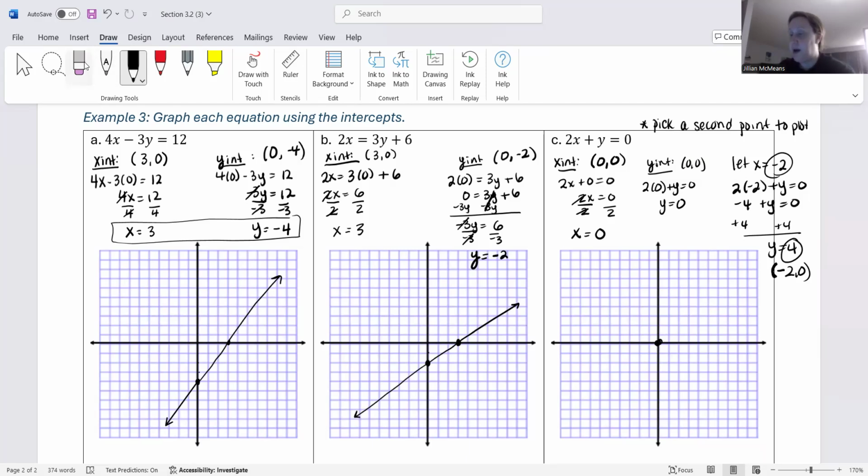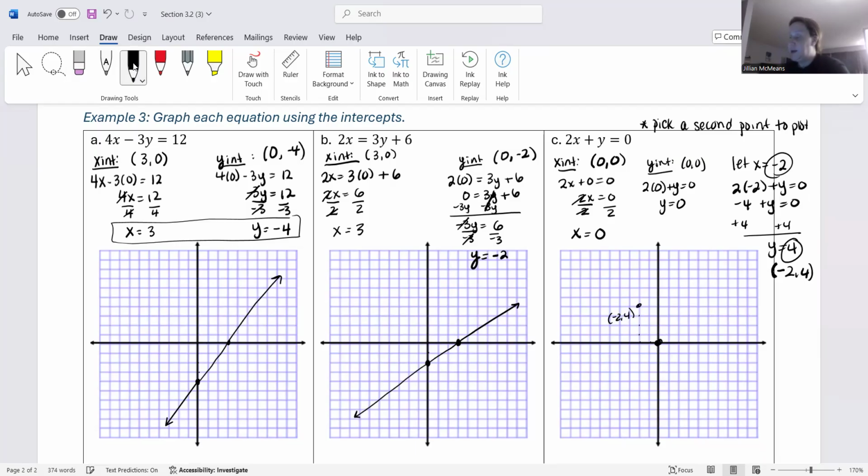So I now need to plot my other point. And again, you can pick literally any value for x and find your corresponding y. I just chose something kind of easy to work with. So from the origin, I'm going to go to the left 2, and then I'm going to go up 1, 2, 3, 4. That is the point, negative 2, 4.